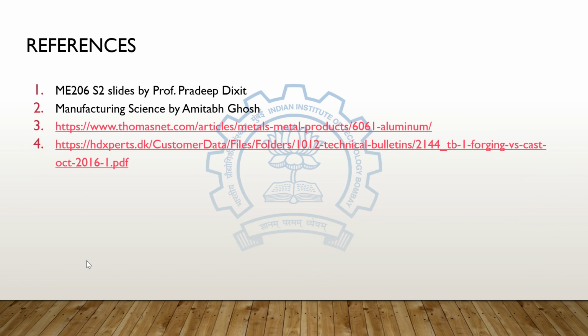Onto the next slide. We have referred to Professor Pradeep Dixit's slides on ME202, a book on manufacturing sciences by Amitav Ghosh, and a few research papers and websites as shown in the slide.